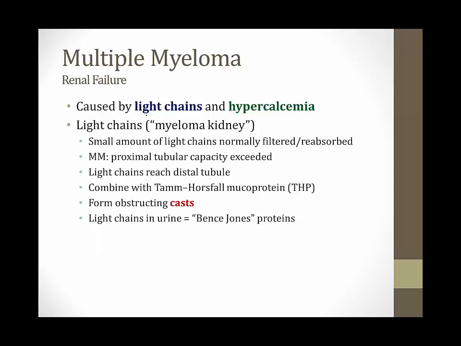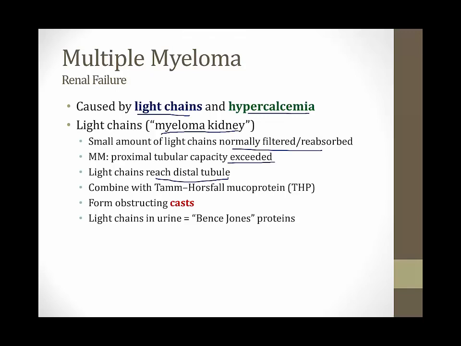Renal failure is another hallmark of multiple myeloma, and it's caused by light chains and hypercalcemia. As I discussed earlier in this module, in many cases of multiple myeloma, excess light chains are produced. When this happens, it can cause a particular form of renal failure called myeloma kidney. The basis of this is the fact that a small amount of light chains are normally filtered and reabsorbed by the proximal tubule. In the setting of multiple myeloma, however, if excess light chains are produced, the proximal tubular capacity can be exceeded. This means that light chains will reach the distal parts of the nephron like the distal tubule.